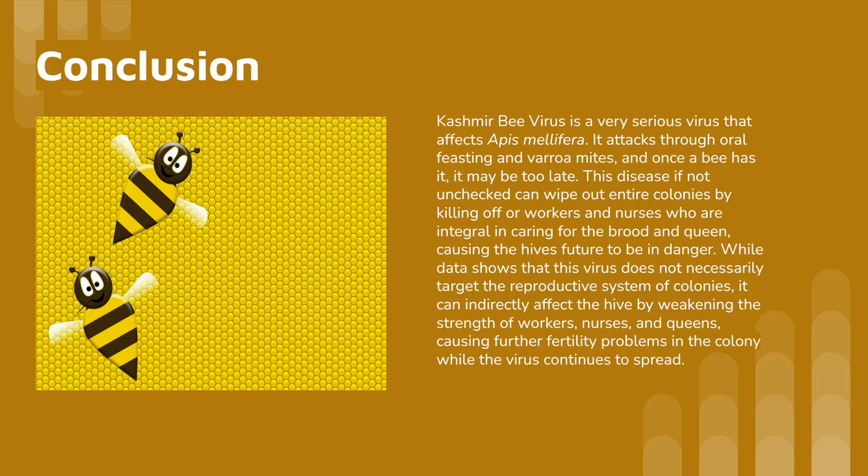And while data shows that this does not necessarily target the reproductive system itself, the fertility of the hive starts with the queen, and if the queen is producing a brood that cannot sustain itself, then the hive will collapse.